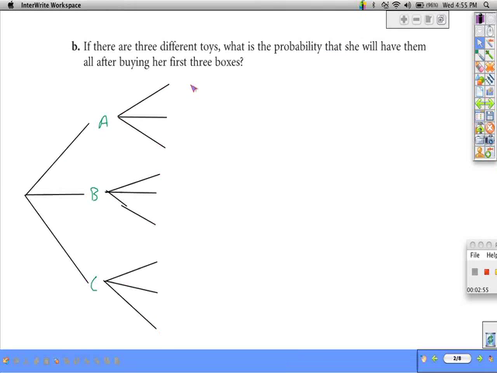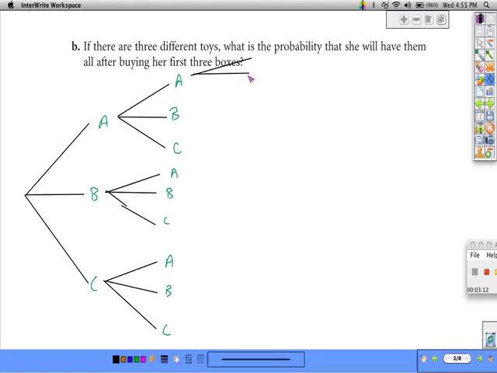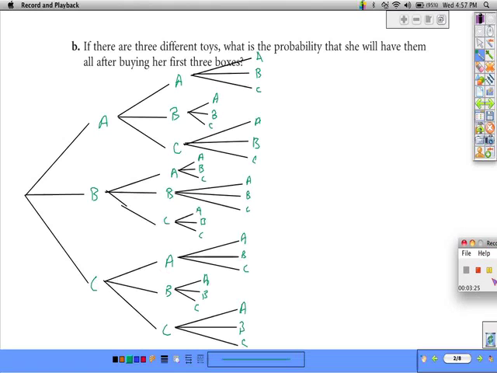And we can label them A's, B's, and C's. Toy A, toy B, or toy C. And then after each one of those, there's a third box opening, and there are 3 outcomes that we could get from that. We could get toy A, B, or C. So here's the completed tree diagram.